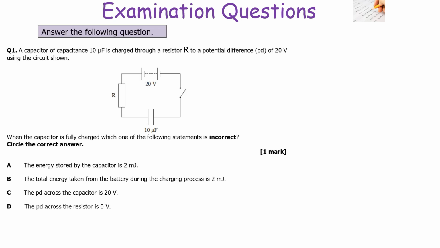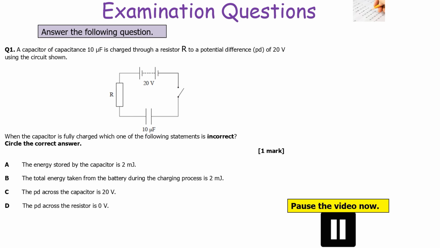The next question says, a capacitor of capacitance 10 microfarads is charged through a resistor R to a potential difference of 20 volts using the circuit shown. When the capacitor is fully charged, which of the following statements is incorrect? So pause the video now, then unpause the video when you want to go through your answer.